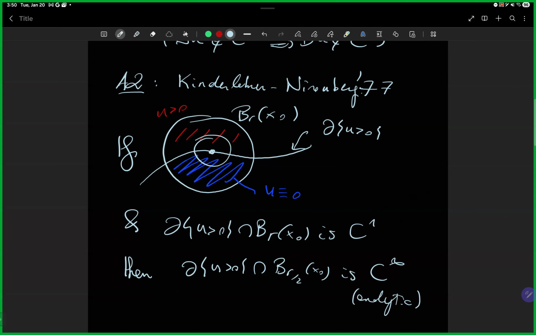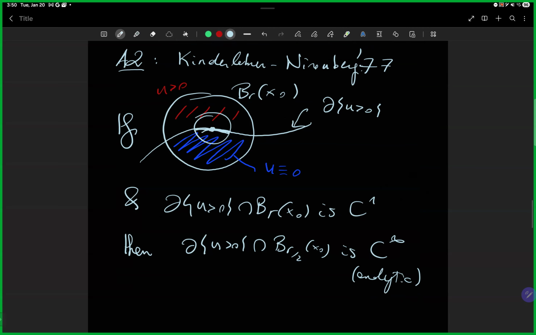So this is a sort of Schauder type result that tells you that once you're a bit regular, you are very regular. You can bootstrap regularity. So you get a very nice hypersurface here. But it's a conditional result because you need to know that you have a C1 hypersurface that cuts into the domain. So on one side you have u positive, and on the other side you have u equals 0. Okay, so that's the assumption.